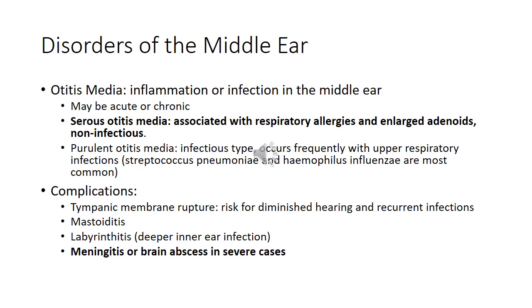Disorders of the middle ear include otitis media, which is an inflammation or infection in the middle ear. This may be acute or chronic. Serous otitis media is associated with respiratory allergies and enlarged adenoids and is generally non-infectious. Purulent otitis media is an infectious type, and it occurs with upper respiratory infections. Complications include tympanic membrane rupture, mastoiditis, labyrinthitis, and meningitis or brain abscess, which can be severe in some cases.